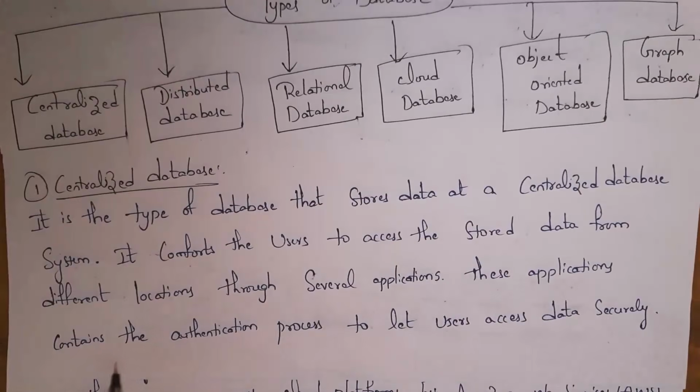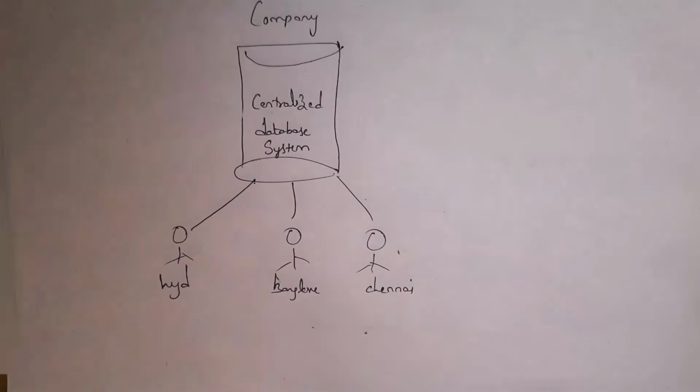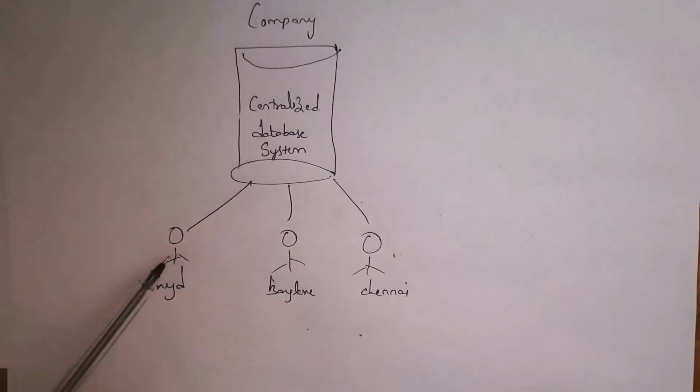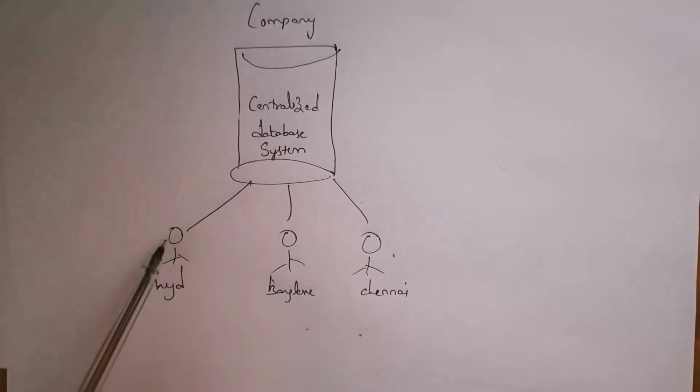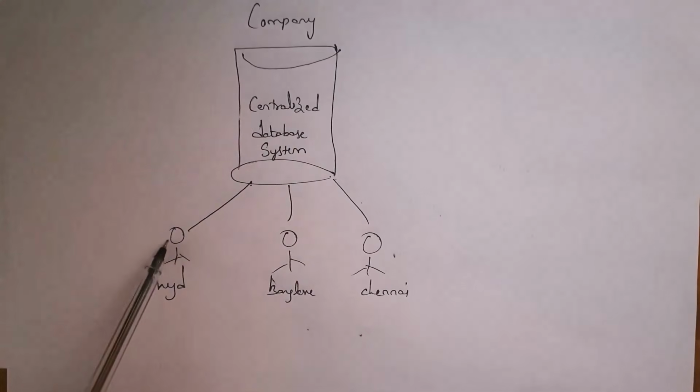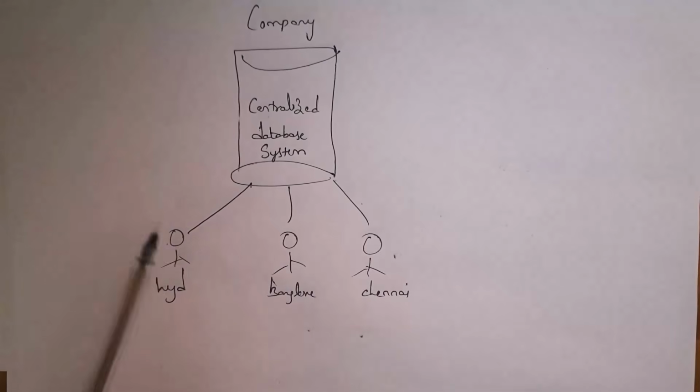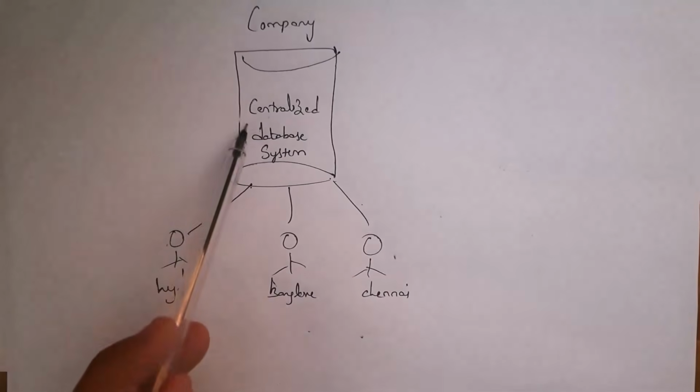These applications contain an authentication process to let users access data securely. Authentication is nothing but a password. For example, if this user wants to access data present in the centralized database system, then this user must enter a password in his application. Only if this password is correct, then he can access this data.